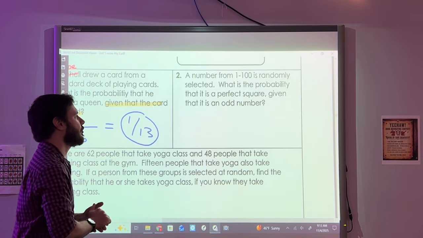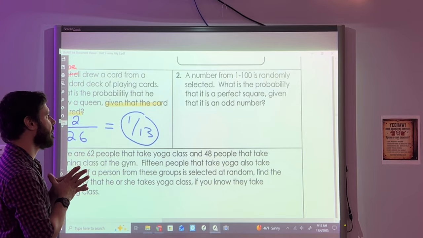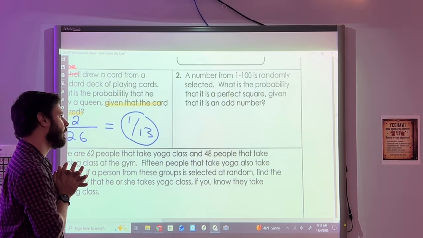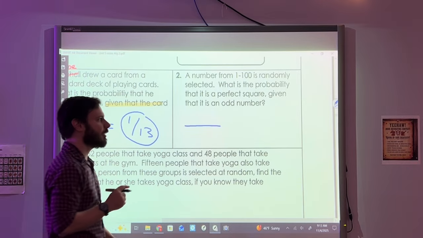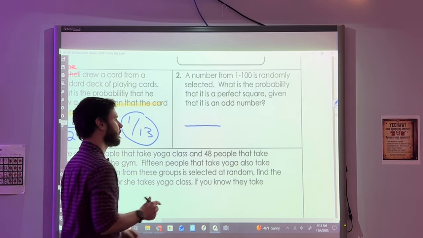A number 1 through 100 is randomly picked. What is the probability that it's a perfect square given that it is odd? Okay. Given that it is odd, between 1 and 100, how many numbers are odd? 50.